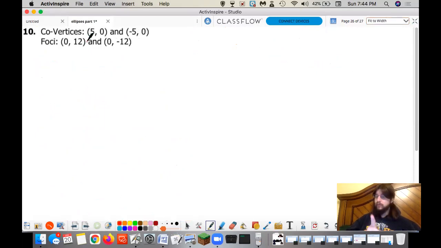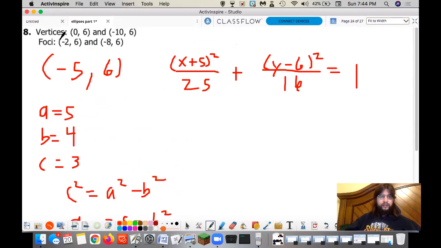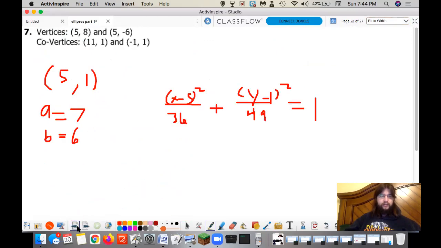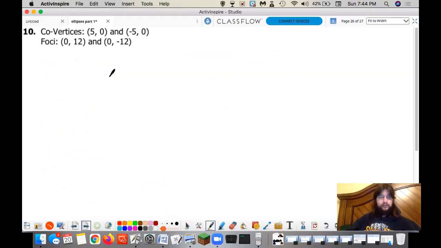All right. We're given the co-vertices this time. So look at the previous examples: vertices, vertices, and that one gave us both, right? Yeah, okay. This time we're given the co-vertices.